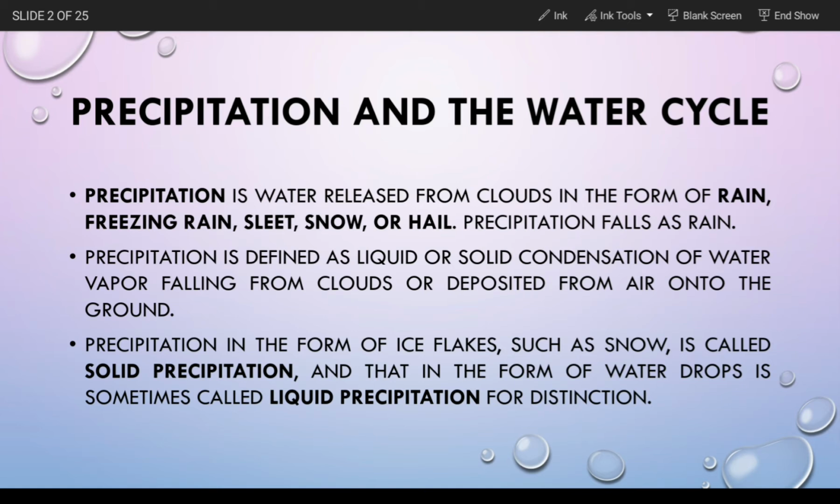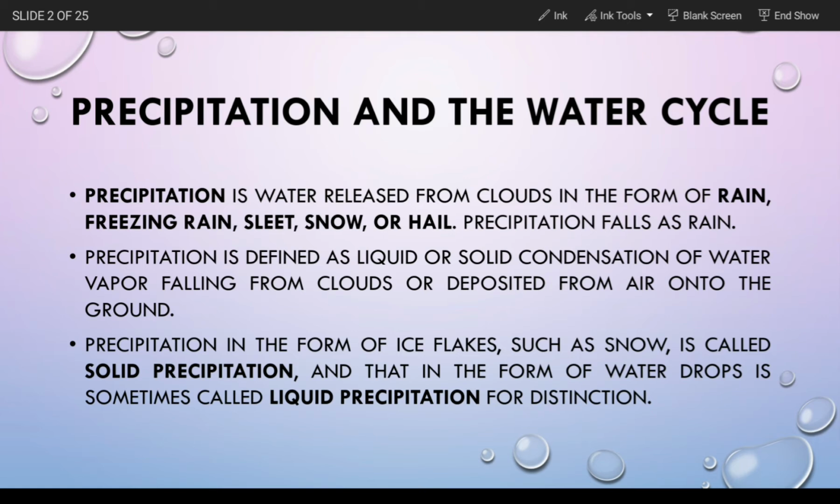Precipitation falls as rain. It is the primary connection in the water cycle that provides for the delivery of atmospheric water to the earth. Precipitation is also defined as liquid or solid condensation of water vapor falling from clouds or deposited from air onto the ground. Precipitation is measured as the amount of water that reaches horizontal ground or the horizontal ground projection plane of the Earth's surface, and is expressed as a vertical depth of water or the water equivalent of solid precipitation.